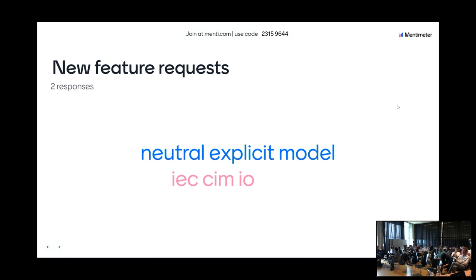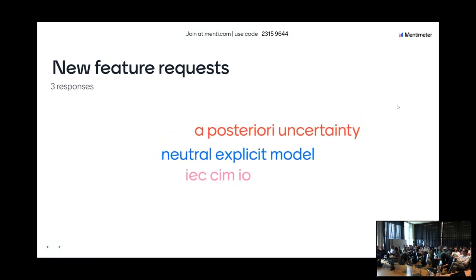All right, I see a neutral explicit model popping up. Could someone maybe elaborate on what you would expect from us? Was it anyone in this room or online maybe? No, otherwise we get to the next one.